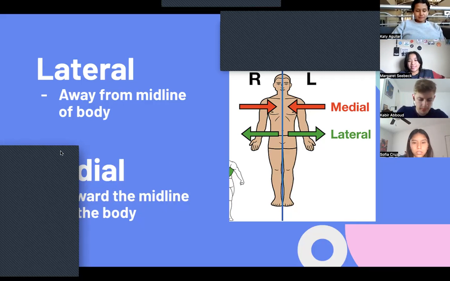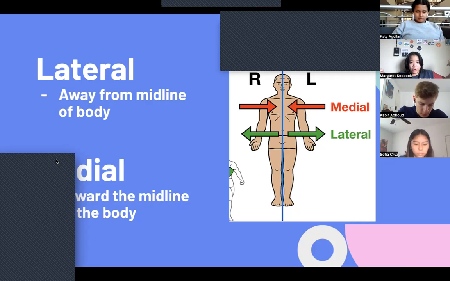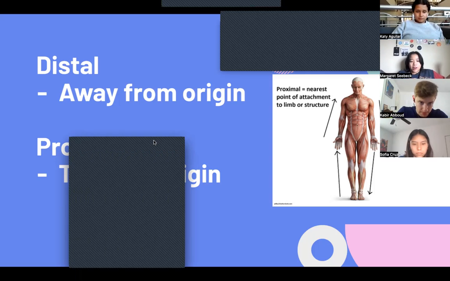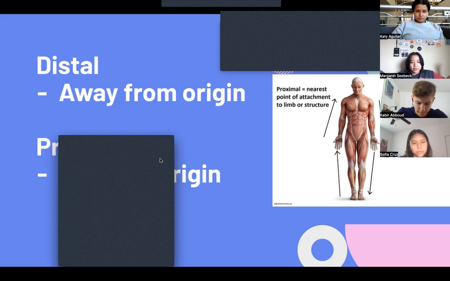Okay, so lateral and medial, pretty simple. There's an imaginary line that runs right down the middle of your body. Medial will be going towards that midline, and lateral going away from that midline. Pretty simple.